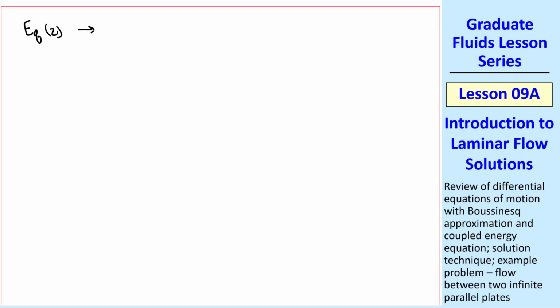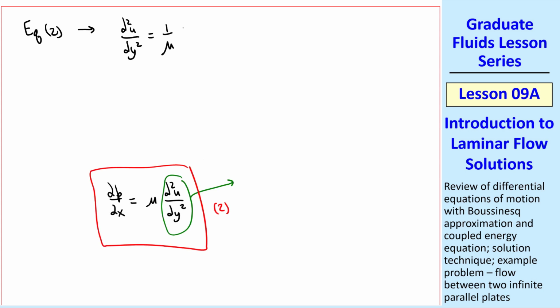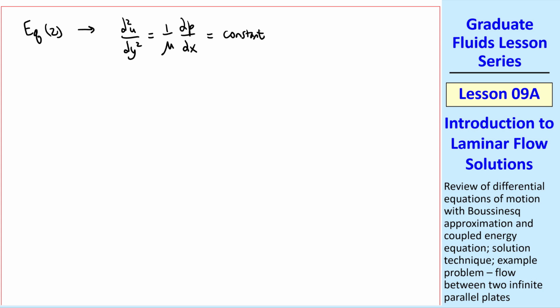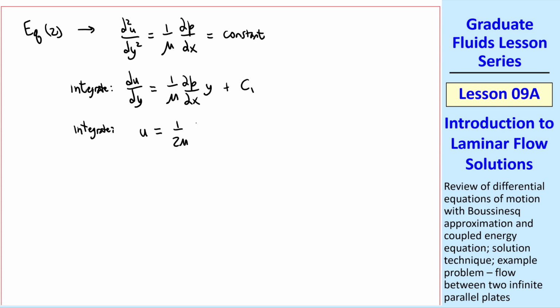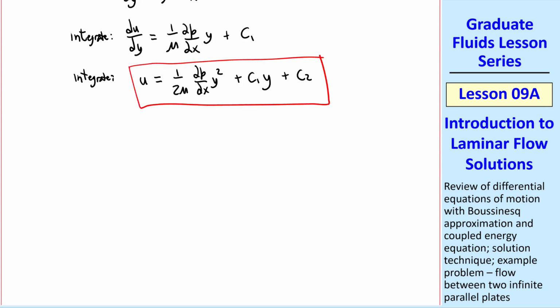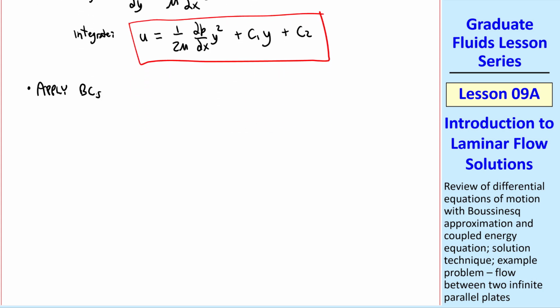Now that we have pressure, let's go back to equation 2, where we now know that the right-hand side is a constant. This can be easily integrated twice. Integrating once with respect to y, we add constant c1, and when we integrate again, we get u equals 1/(2μ) ∂p/∂x y² plus c1 y plus some other constant c2. Note that we add constants here since these are total integrations, not partial integrations.